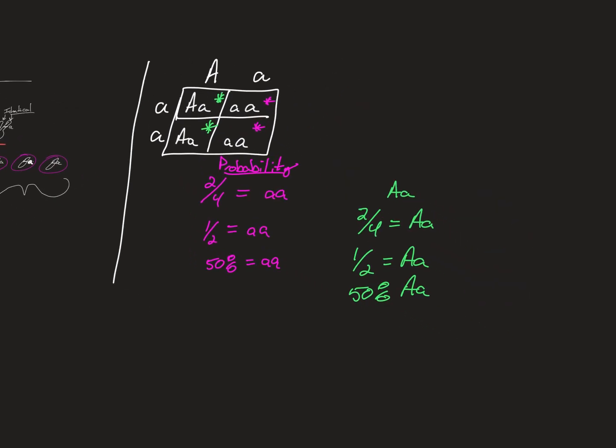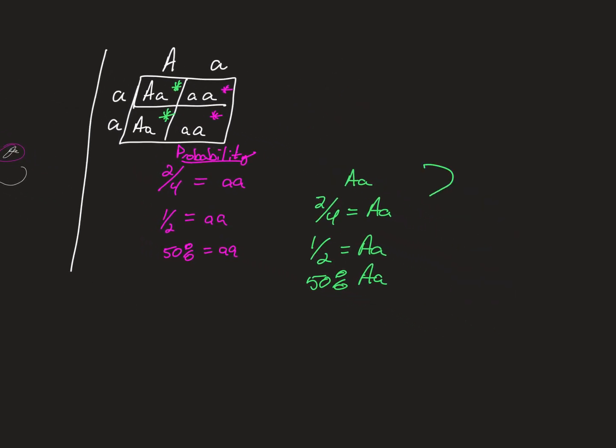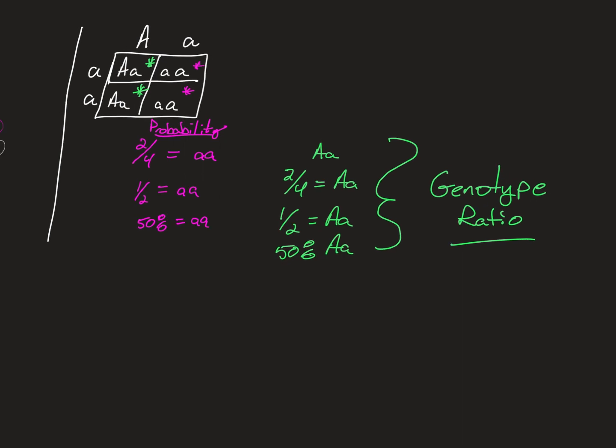So the probability of getting, again, is this genotype or phenotype? Genotype. I've not even mentioned a phenotype yet. Genotype ratio. The genotypic ratio for big A, little a, and little a is going to be, bless you, 1 to 1. For every 1 big A, little a, I have 1 little a.